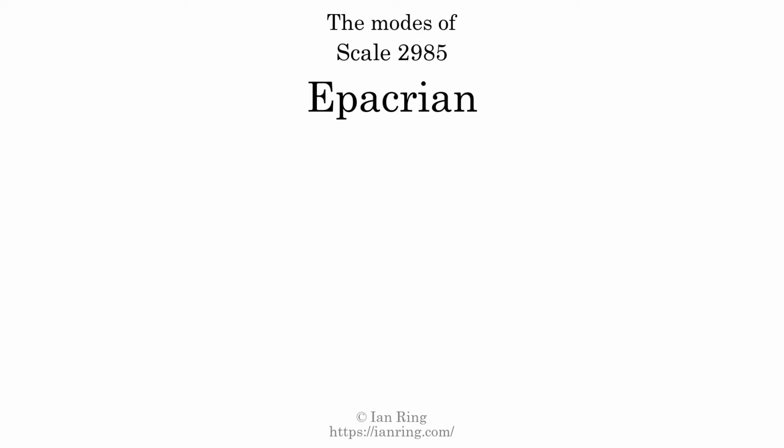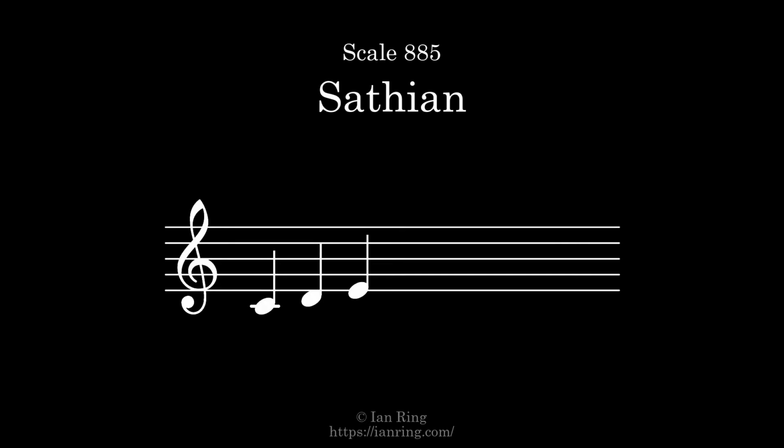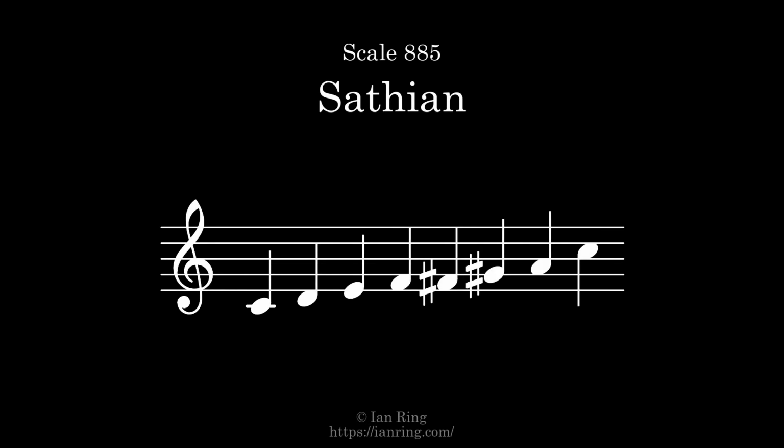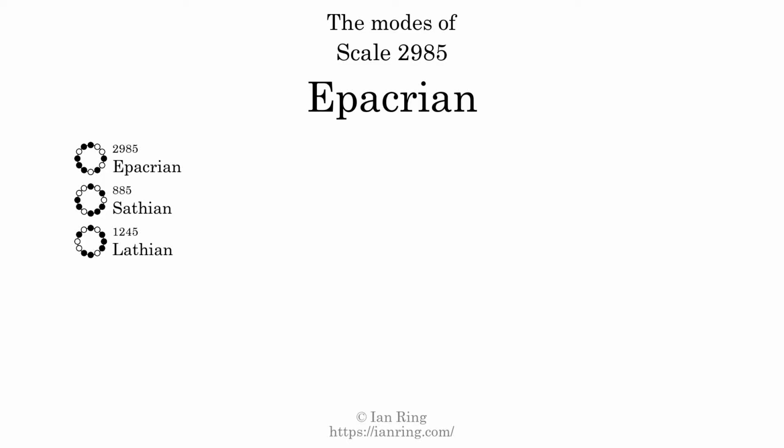This scale has 7 modes. The first mode is itself. The second mode is scale 885, also known as Sathian. It sounds like this. The third mode is scale 1245, also known as Lathian. It sounds like this.